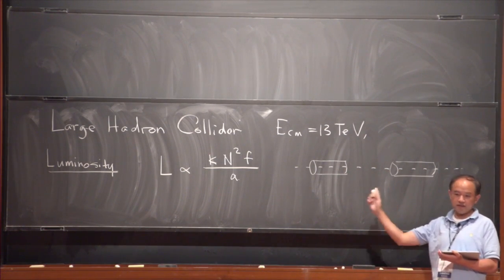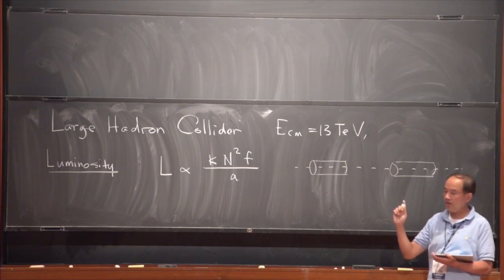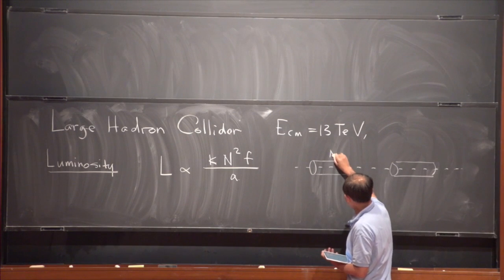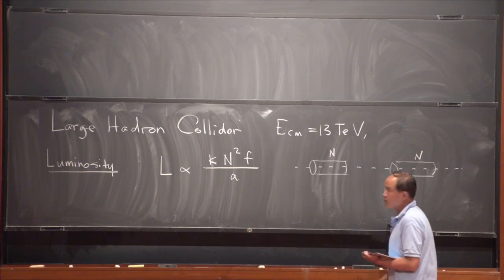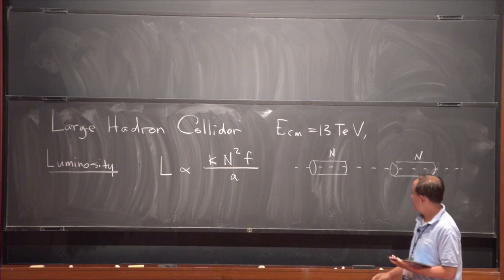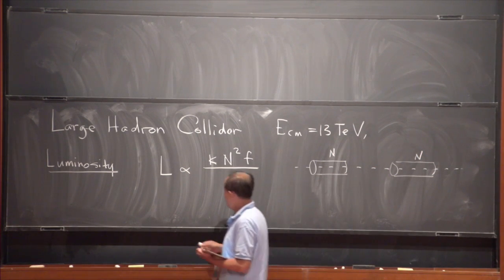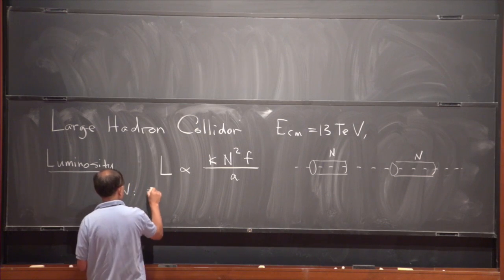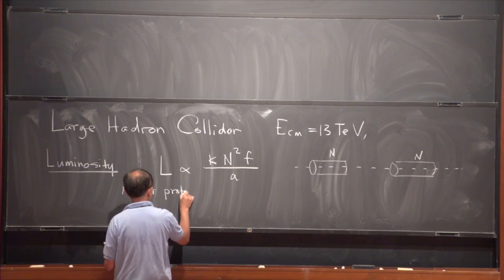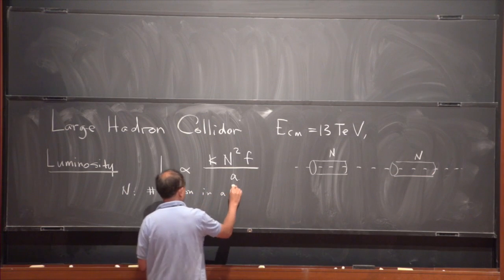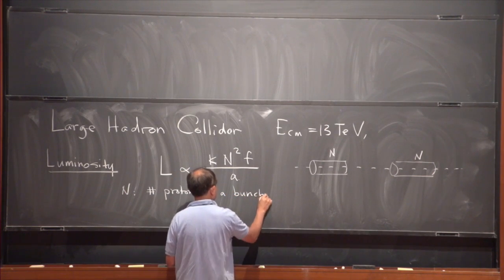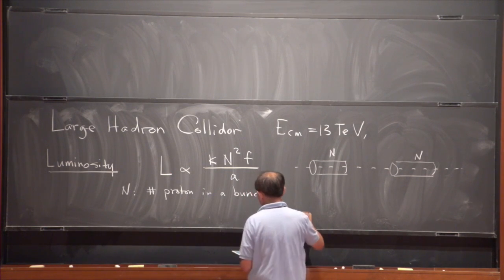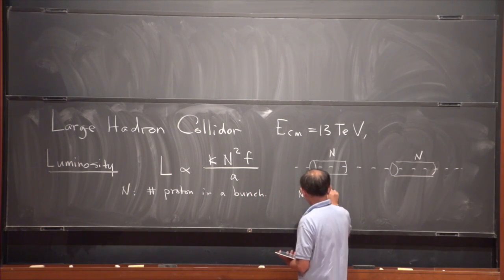So the protons are circulating in a big ring, and they come in bunches. And n is the number of protons in a bunch. For the LHC, currently n is about 10 to the 11.